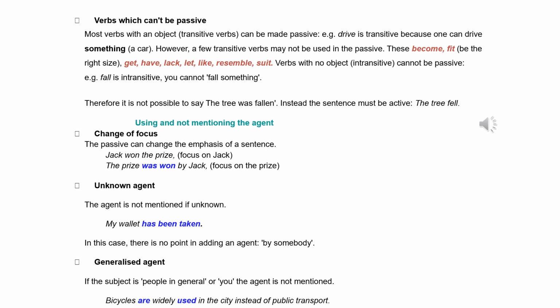Unknown agent. The agent is not mentioned if unknown. My wallet has been taken. In this case, there is no point in adding an agent, "by somebody". Generalized agent. If the subject is "people in general" or "you", the agent is not mentioned. Bicycles are widely used in the city instead of public transport.